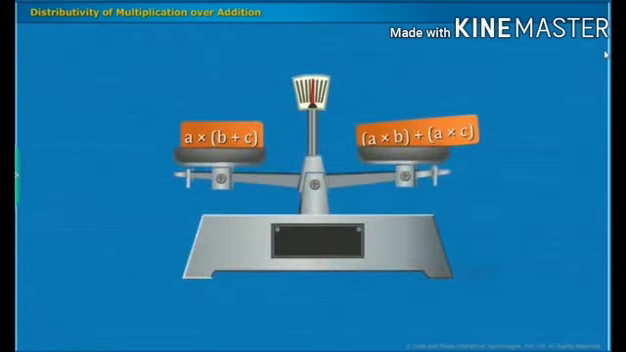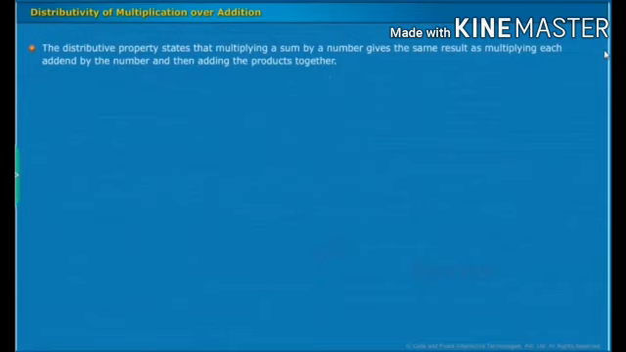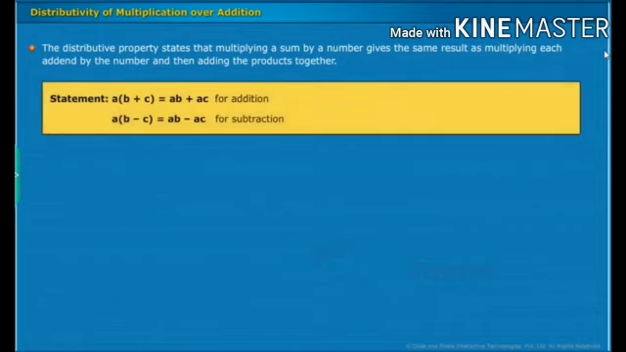Now, let's go to distributivity of multiplication over addition. The distributive property states that multiplying a sum by a number gives the same result as multiplying each addend by the number and then adding the products together. Statement: a × (b + c) = a × b + a × c for addition, and a × (b - c) = a × b - a × c for subtraction.